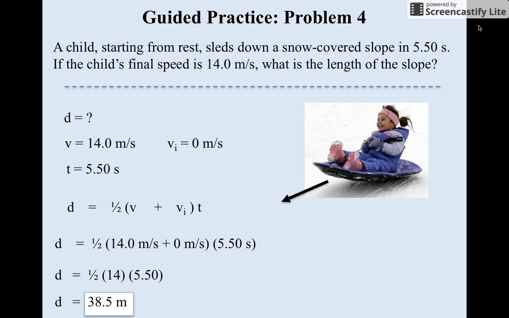So if somebody on a sled starting from rest accelerates constantly to a speed of 14 meters per second over 5.5 seconds, they will have traveled 38.5 meters downhill.